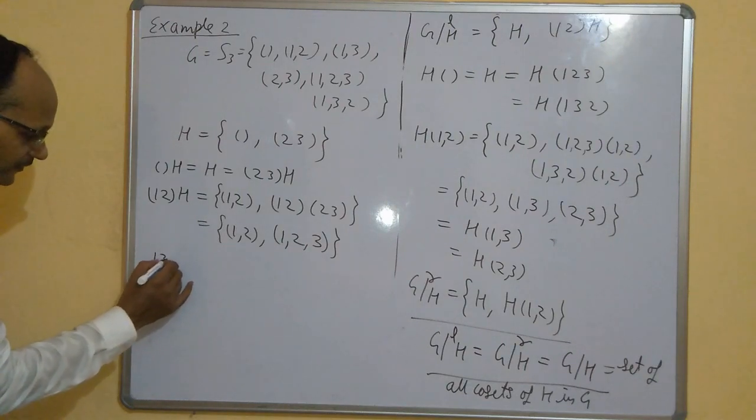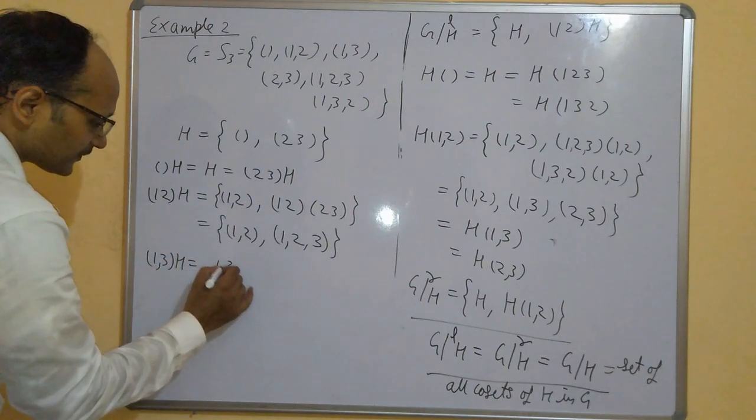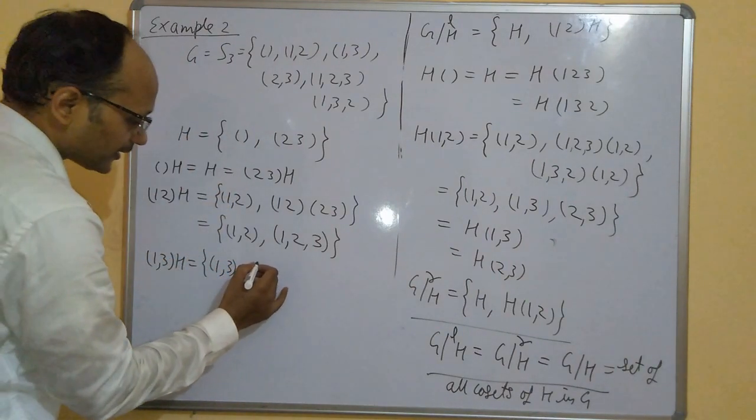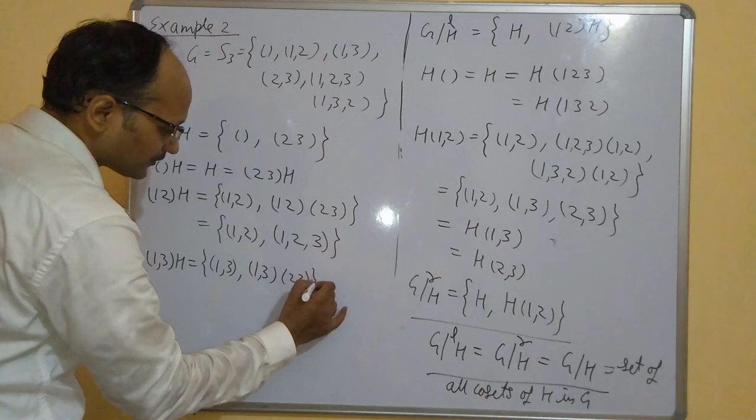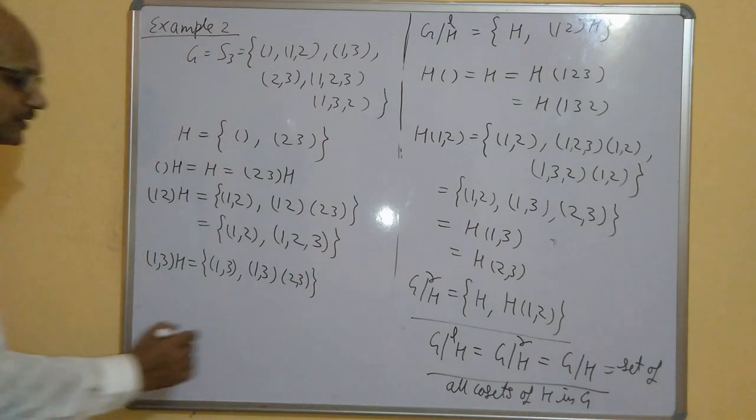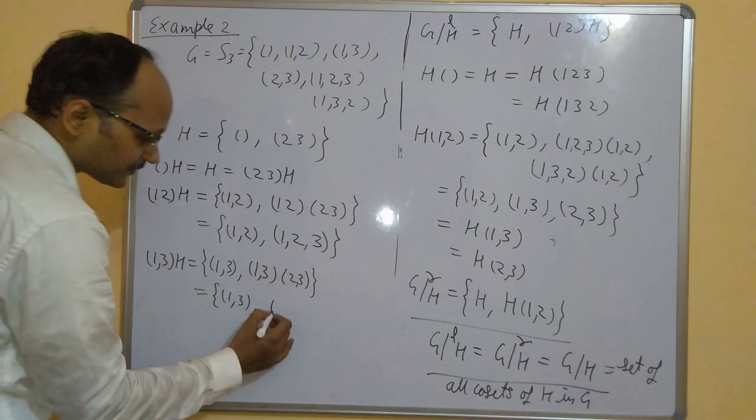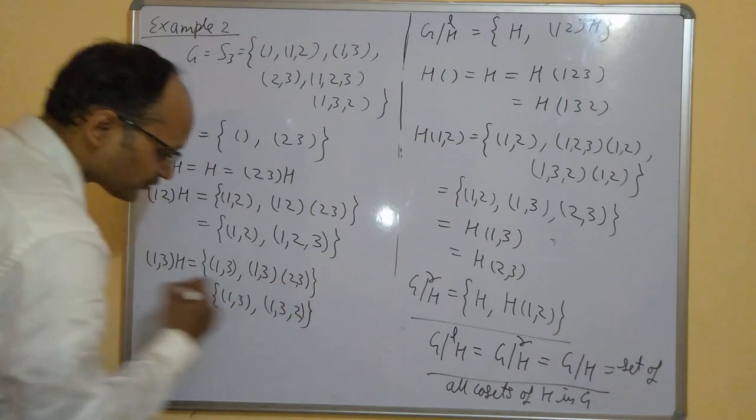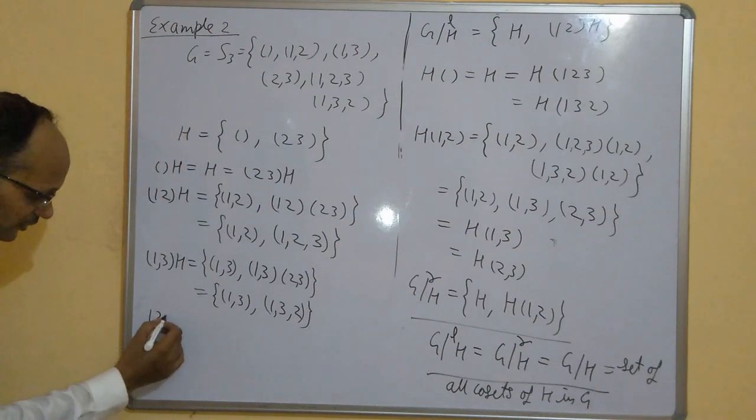Now come to (1 3)H. (1 3) into identity is (1 3), and then (1 3) into (2 3). So 1 is going to 3, 3 is going to 2, and 2 is going to 1 again. So this is (1 3 2). So we have taken all the 2. Now come to another element, (1 2 3) into H.